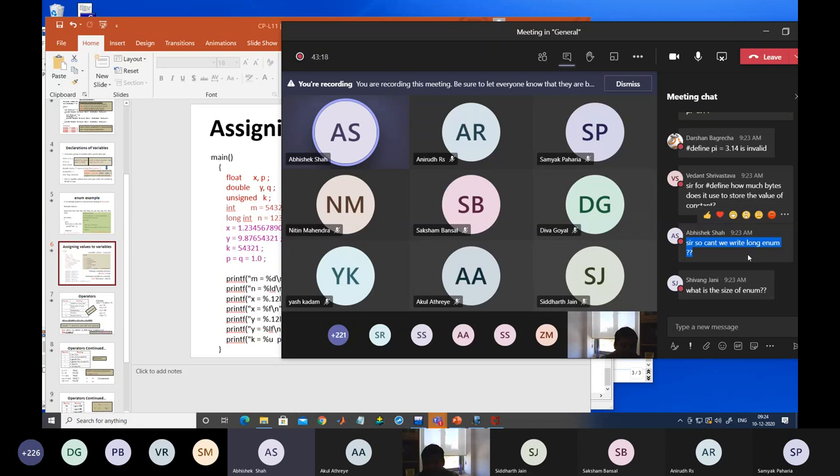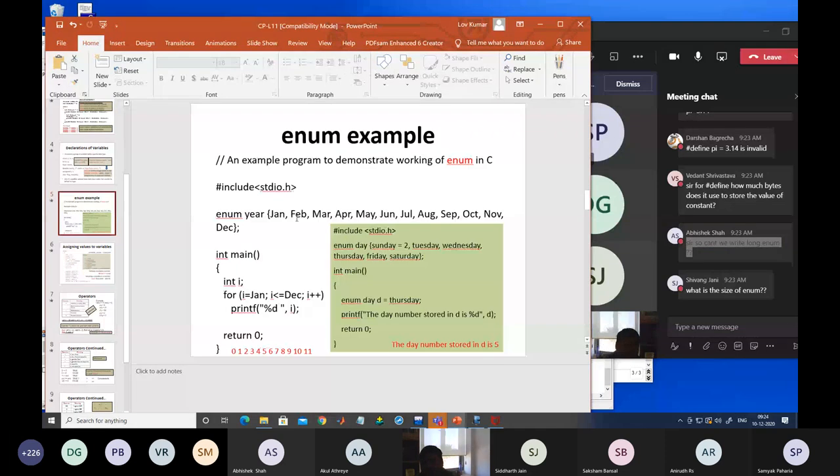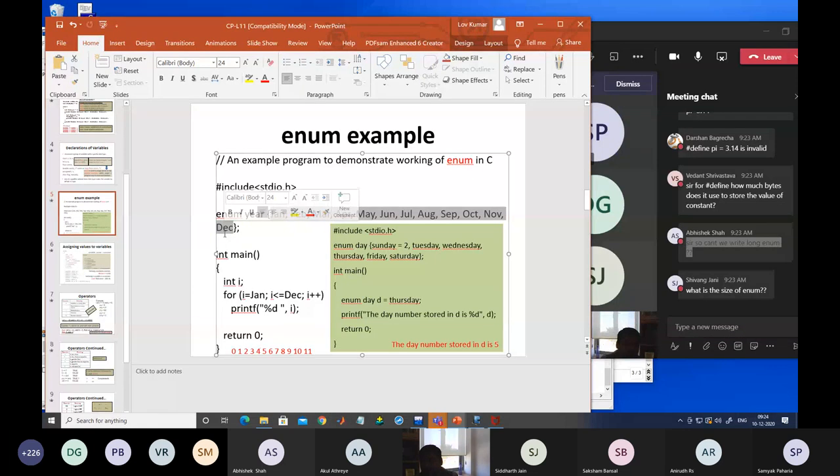No, sir. We were writing long int, so I was thinking that we can store integer values, so can we store here long enum like that? No. When you are writing enum here, it will only allocate this value. So what is the use of writing long enum? Enum is basically used to store the values 0 to 11. Whatever the value you have given, it will only store that constant value.